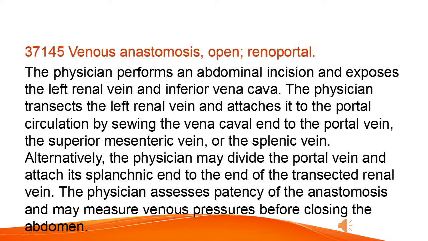Venous anastomosis, open, renoportal. The physician performs an abdominal incision and exposes the left renal vein and inferior vena cava. The physician transects the left renal vein and attaches it to the portal circulation by sewing the vena caval end to the portal vein, the superior mesenteric vein, or the splenic vein. Alternatively, the physician may divide the portal vein and attach its splanchnic end to the end of the transected renal vein. The physician assesses patency of the anastomosis and may measure venous pressures before closing the abdomen.